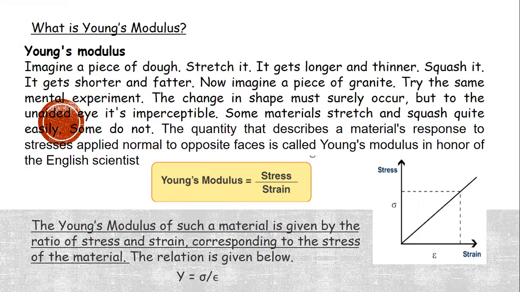The quantity that describes a material's response to the stress applied normal to the opposite faces is called the Young modulus, and we call it the Young modulus in honor of the English scientist whose name is Young. So the Young modulus is the constant of proportionality between stress and strain. The Young modulus of a material is given by the ratio of stress and strain. The relation given is Y is equal to stress upon strain.